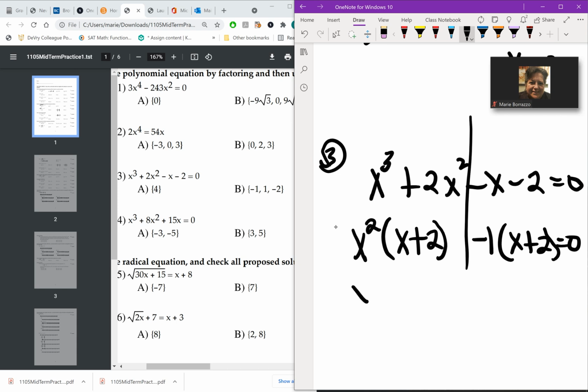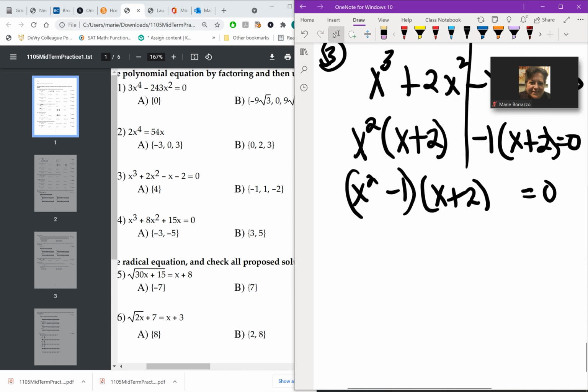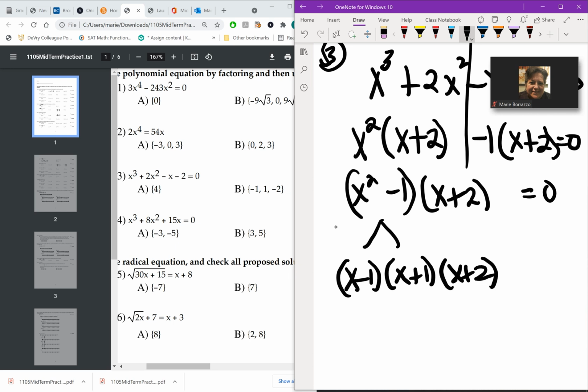So you have one factor which is x squared minus 1. You have a second factor which is x plus 2. And these are equal to 0. I can factor this further. So now we have x minus 1 times x plus 1 times x plus 2. And thus your solutions are going to be negative 1, negative 2, positive 1.